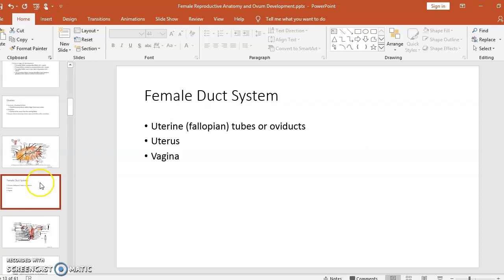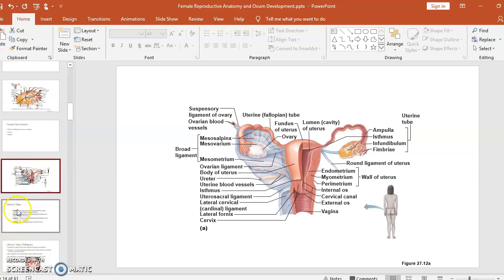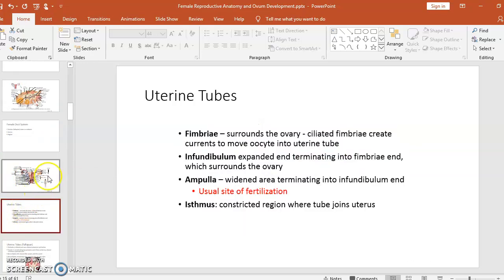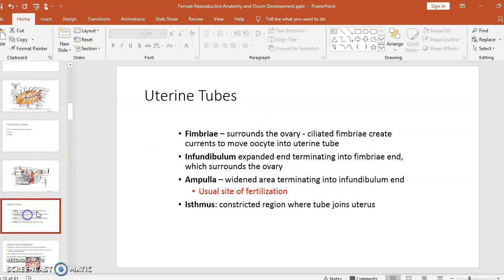Okay, the uterine tube, uterus, vagina. Again, this is the picture that we described with all the components. Here's the uterine tube again. We have the fimbriated end, and then from the infundibulum, the ampulla area, which is here, and then the tube itself, and then the isthmus, which goes directly into the cornu of the uterus. So fimbriated, infundibulum, ampulla. The ampulla is generally where fertilization will occur.